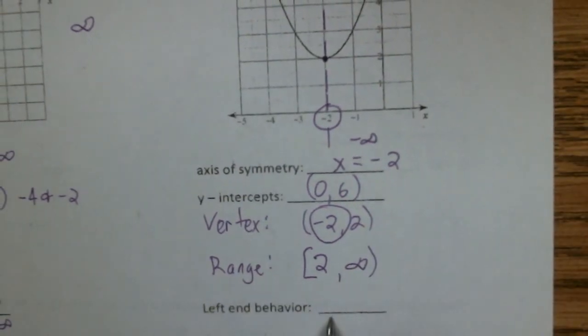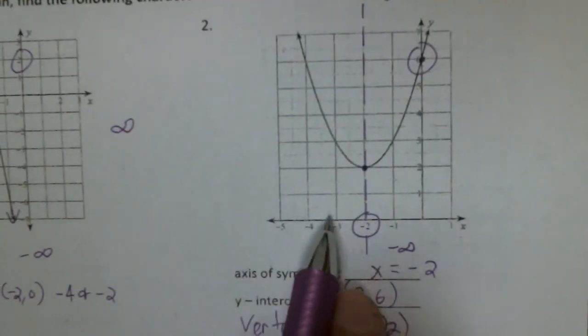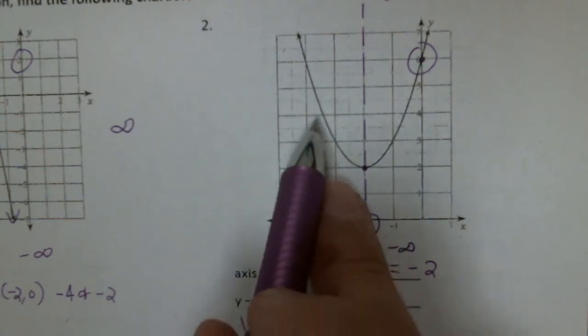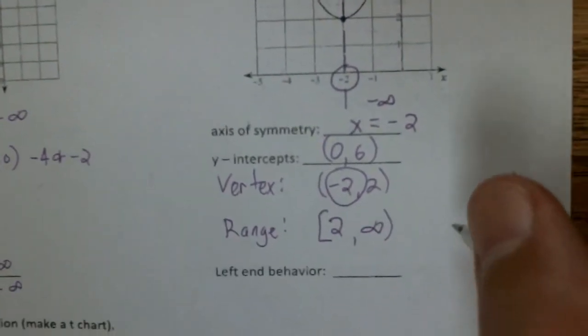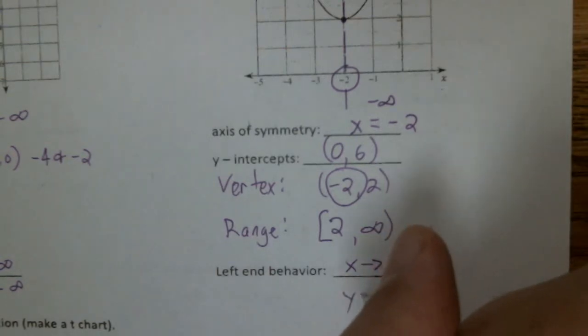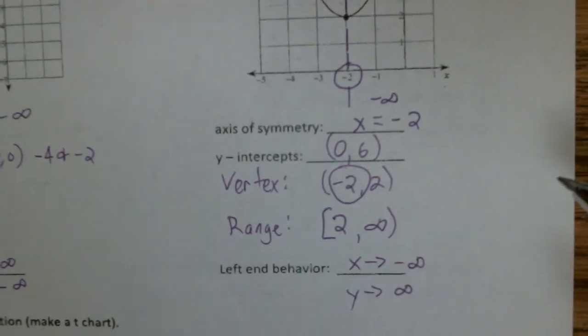All right. Left end behavior is the same thing as the other ones, except we're going to the left. So as x approaches negative infinity, as we go to the left, where's this graph going? It's heading up. Okay. So as x goes to the left, as it approaches negative infinity, the y's are both headed up. So in this case, the left end and the right end behavior, both y's will be headed towards positive infinity.